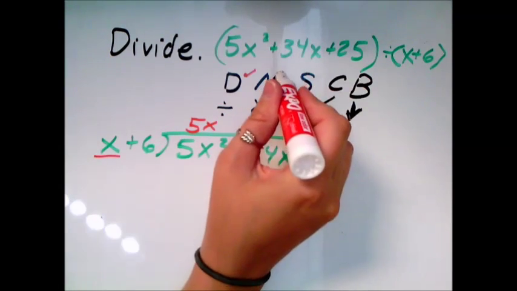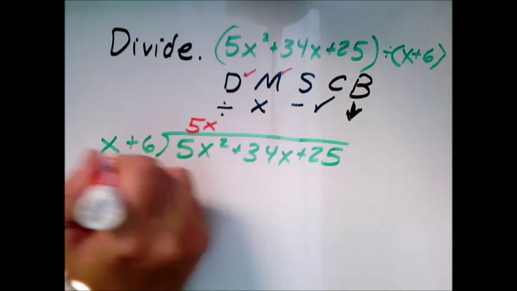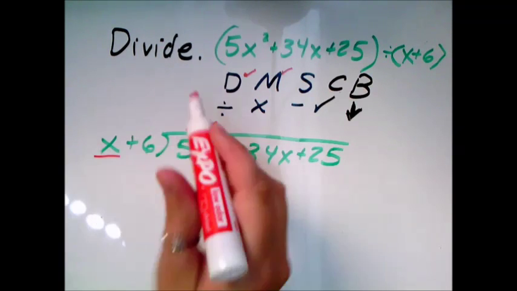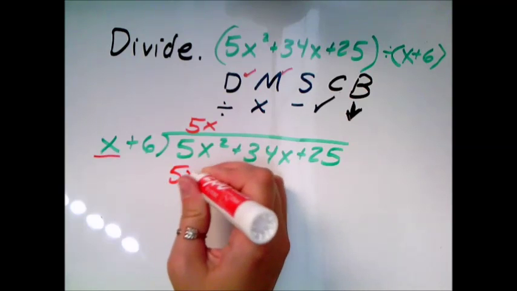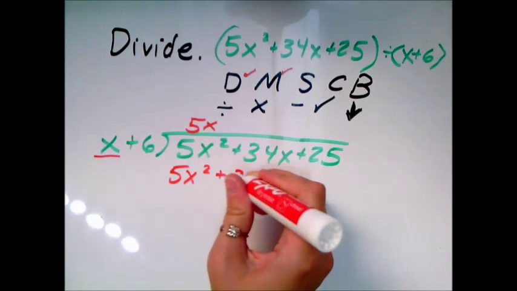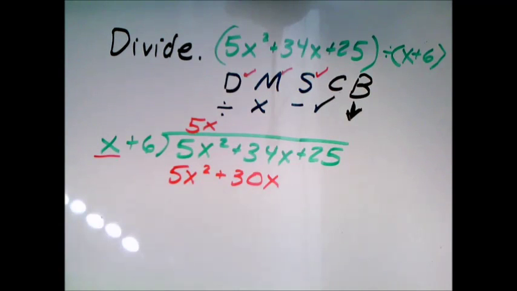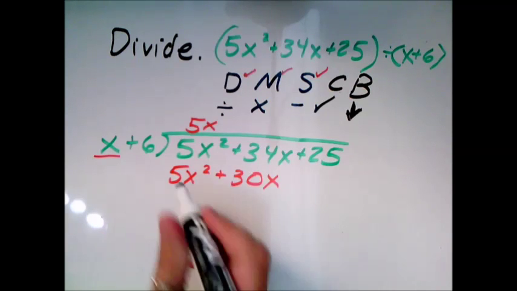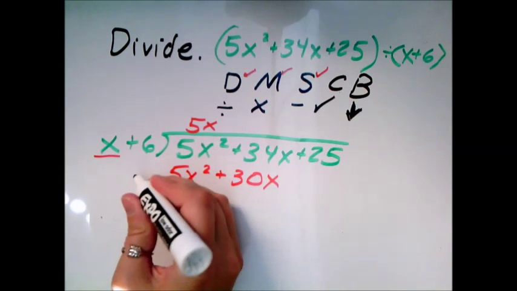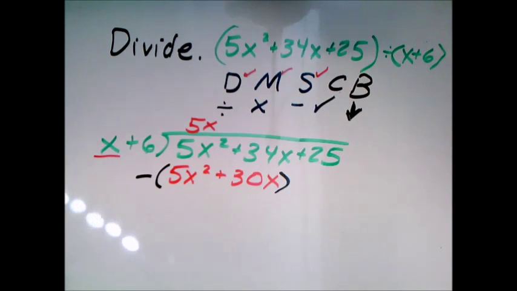And so now I'm on multiply. So multiply my answer up here by the whole divisor down here. So 5x times x is 5x squared, and 5x times 6 is 30x. And now we're on to subtract. Subtract is one of the ones I see maybe the most mistakes on, because don't forget I'm subtracting this entire thing in red here, the entire thing I put down for multiplication. So I'm doing minus the whole thing, so it needs to be in parentheses.